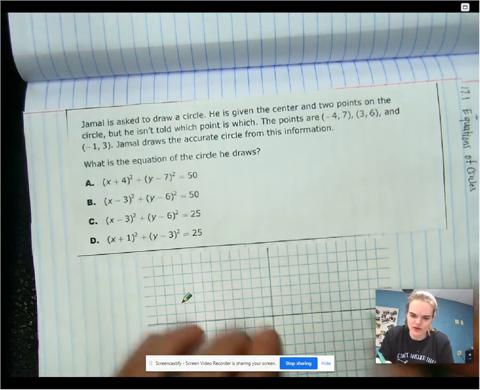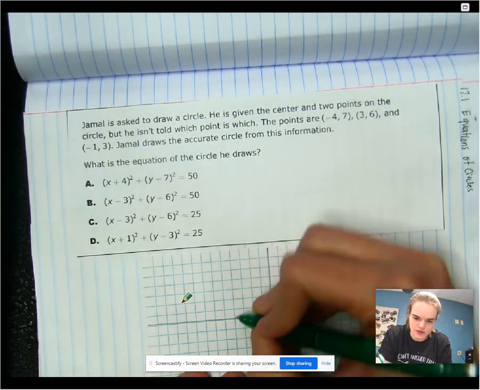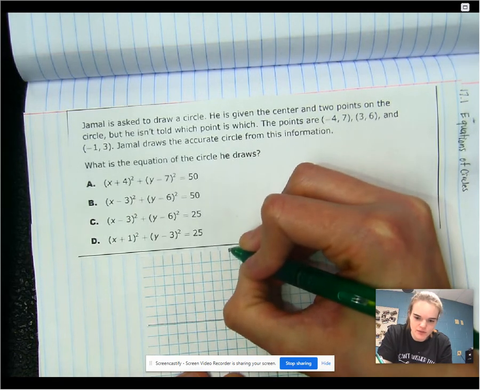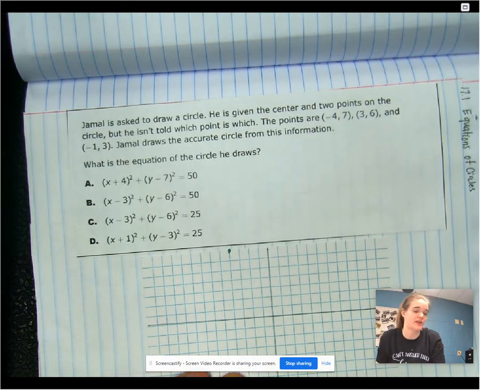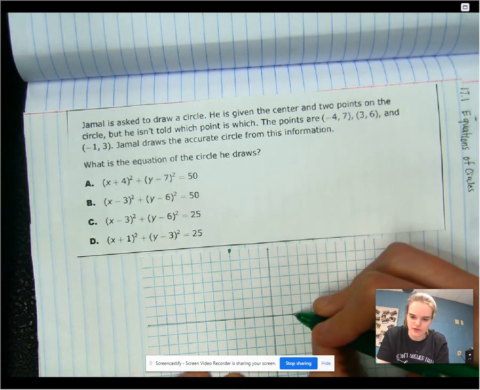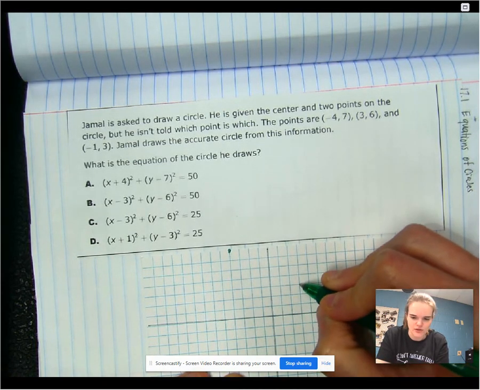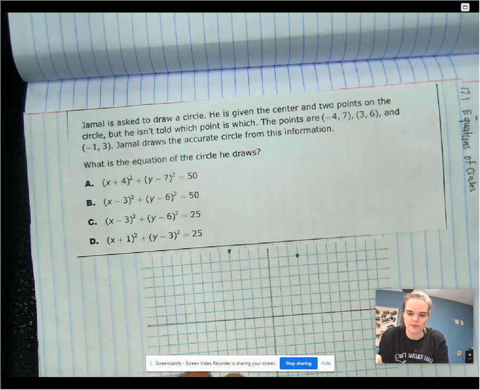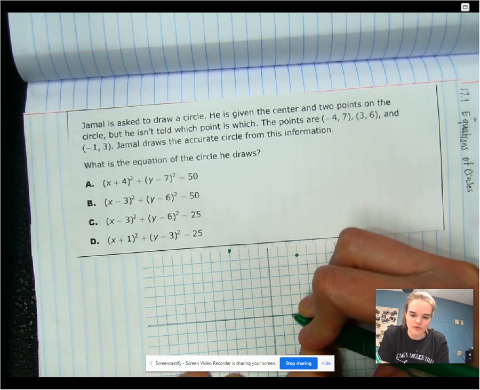So (-4, 7). Oh, I did not make that almost big enough. (-4, 7) is there. (3, 6). Should have made this a little bit different, but oh well. (-1, 3).